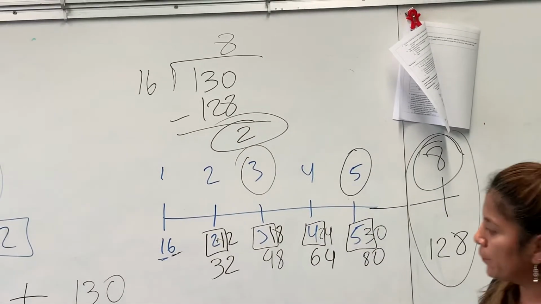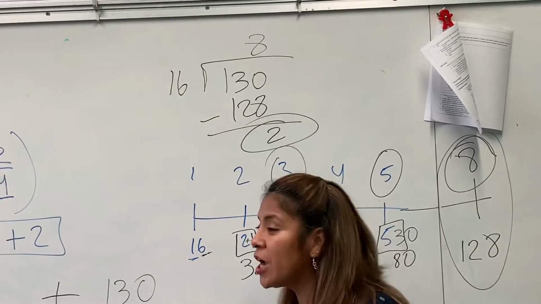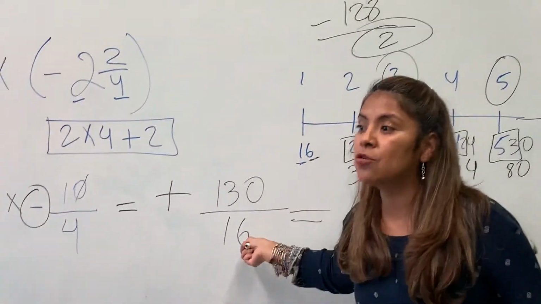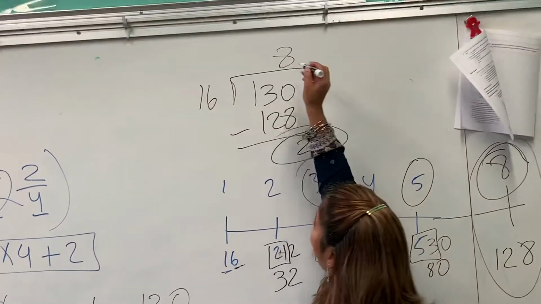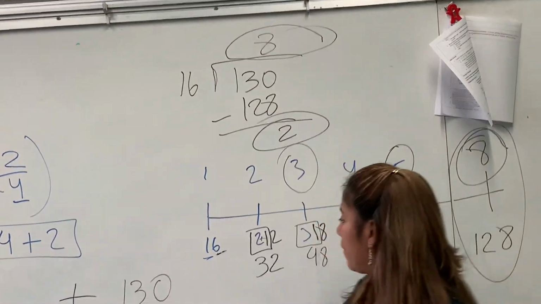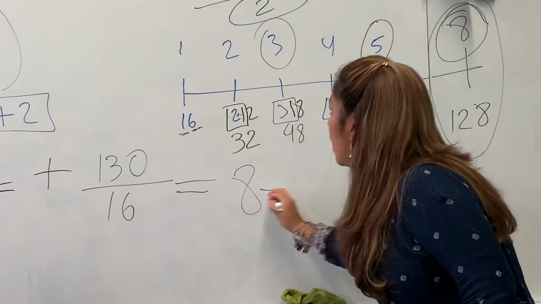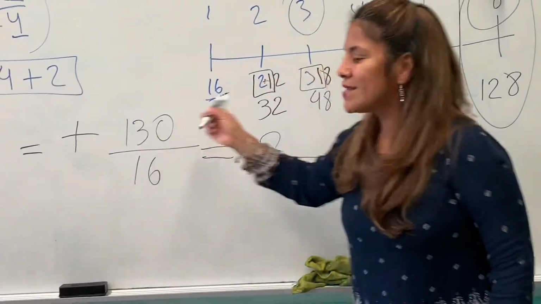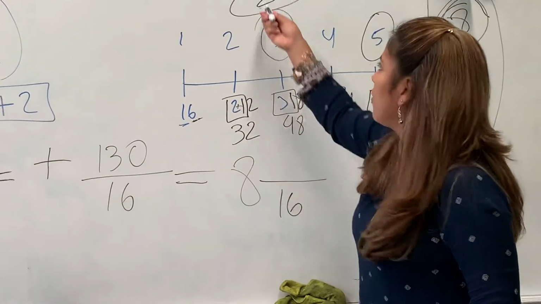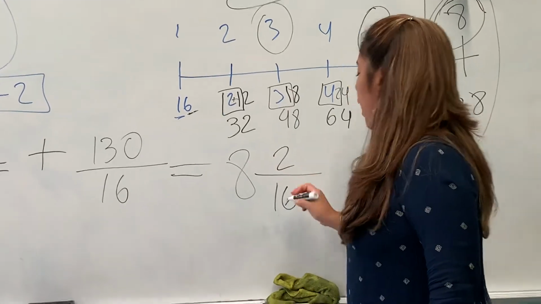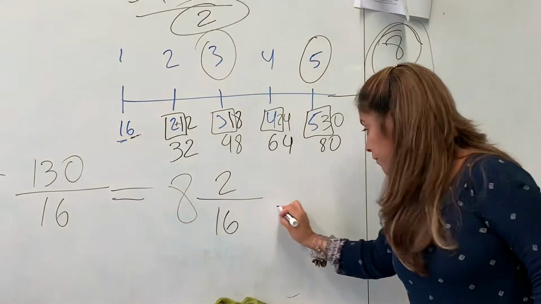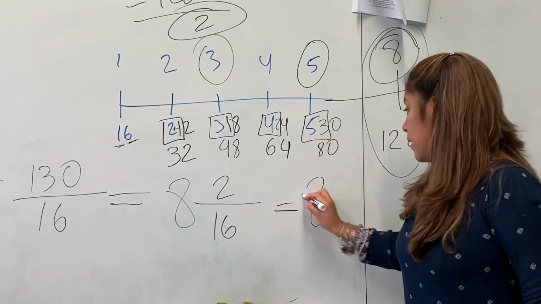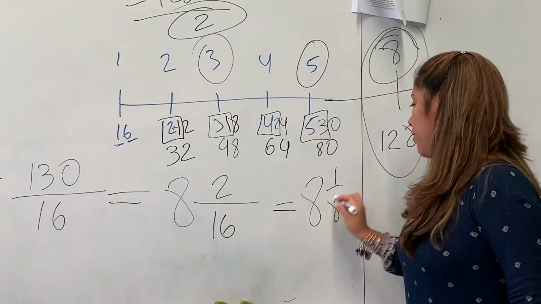Oh, there I go. So, changing my improper fraction into a mixed number, my 16 goes 8 times, which is going to be my whole number. My denominator always stays the same. My remainder will be a 2. Can I simplify this? Yes, I could simplify this. I will have 8 and 1/8.